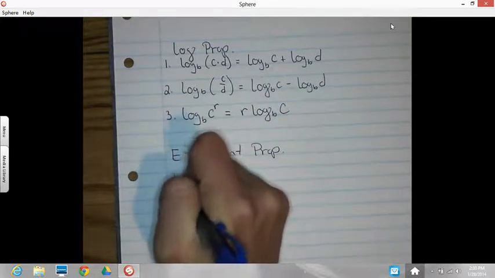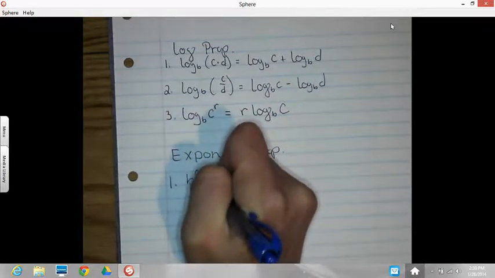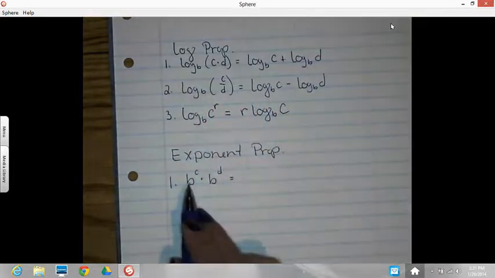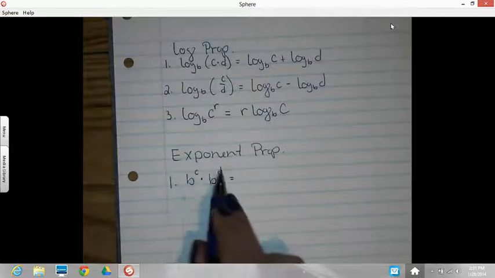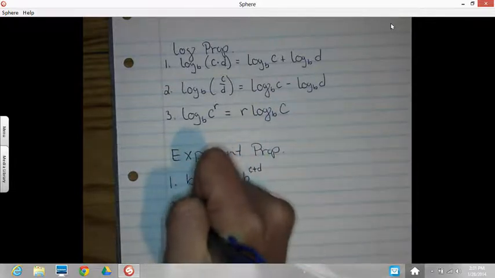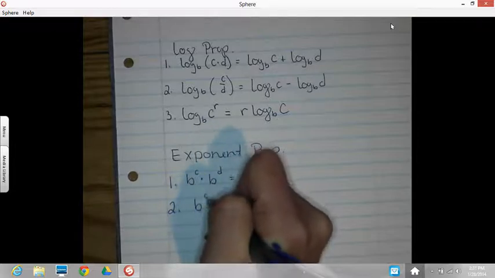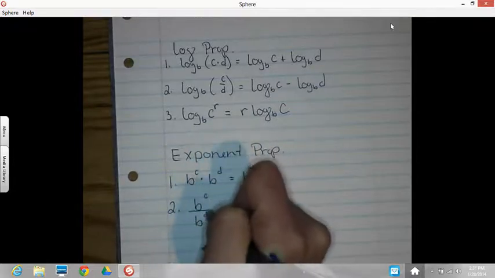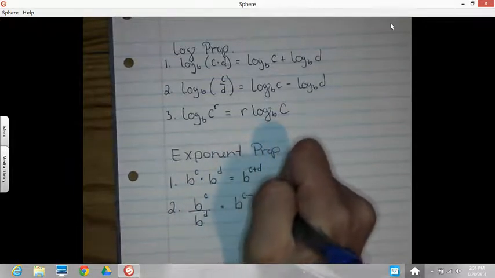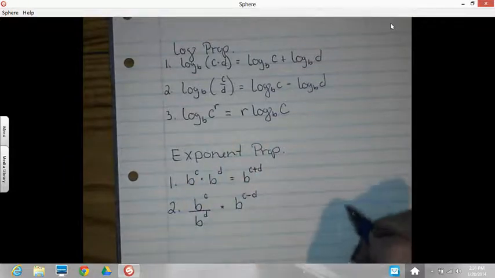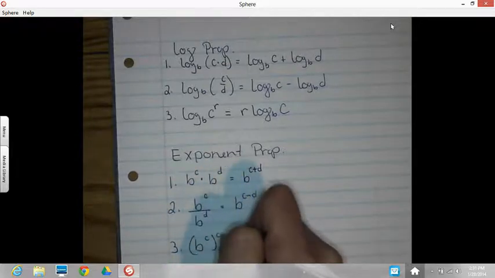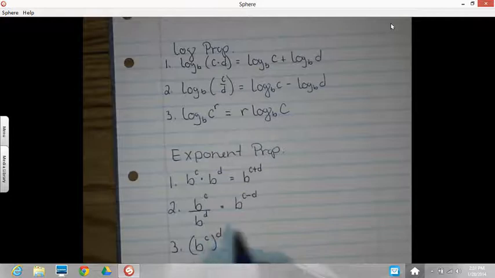Exponent properties. 3 rules here. If you've got a base to a power multiplied by the same base to a different power, like x squared times x to the 5th, you add exponents. So you would add the c and the d. If I've got a base to a power divided by a base to a power, you subtract these exponents, numerator minus denominator. And then the third one, b to the c to the d, a power raised to a power, that's when you multiply your exponents.